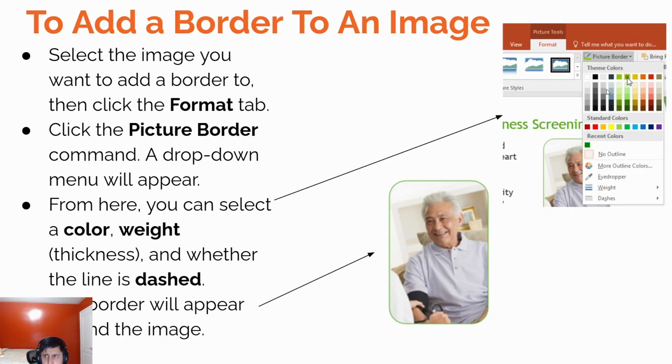We can also add a border. Again, we go to the Picture Border command, we'll get a drop-down menu, and then from here we could select a weight, right? What type of line, whether we want to add dashes along with color, right? And you can add that as well.